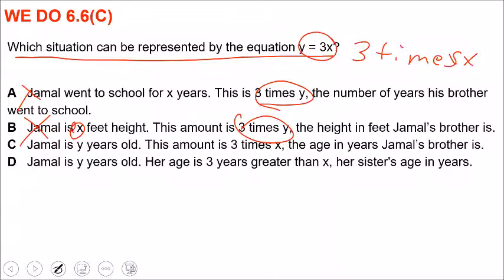Jamal's brother is. So we're going to question mark it. That might be it. So question mark. Jamal is y years old. Her age is 3 years greater. So we have 3 plus x here, then x. So that's garbage. The only one that works is C. So if you got C, good job. Give yourself a pat on the back. Give a dance. Whatever works for you.